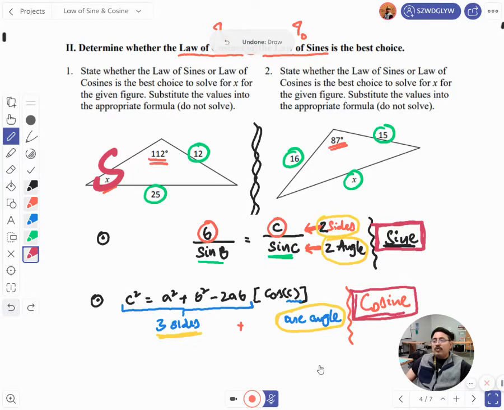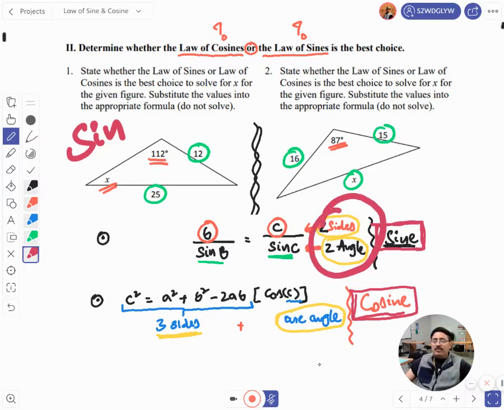Why do we have to use the sine rule to solve the first question? The reason is that two sides and two angles are given. So keeping that in view, we have to use the sine rule. And look at question 2. Do we have to use sine rule or cos rule?